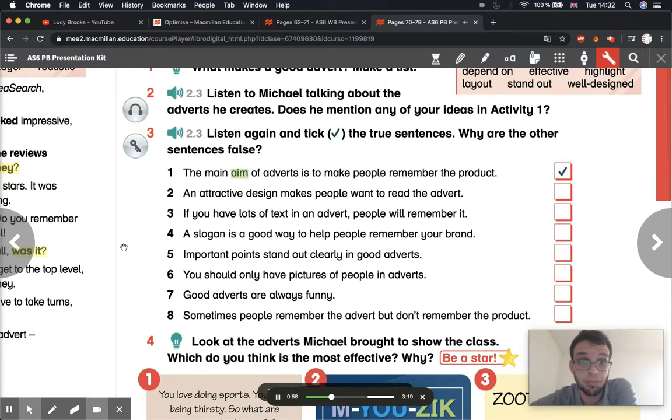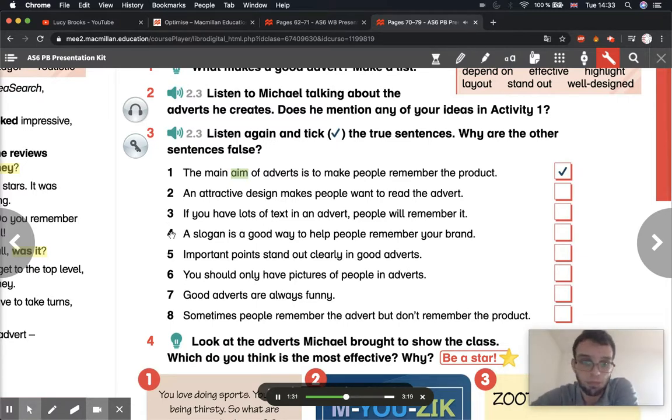Okay, you said we could use colours and pictures. What about text? What works better to get our message across? A lot of text or a little? A lot. Actually, no. Most of the time, it's better to have less text. People get bored. You need to get your message across quickly. Keep it interesting and persuasive.